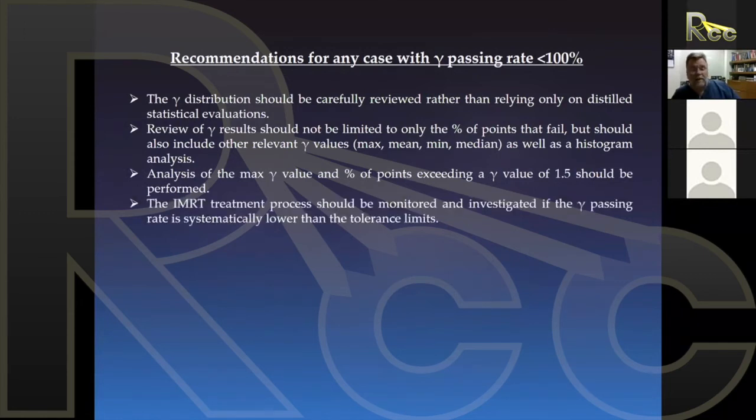And the IMRT treatment process should be monitored and investigated if the gamma passing rate is systematically lower than tolerance limits. So once again, as you move forward with different complexities with respect to treatment sites and delivery methods, you should be evaluating this gamma passing rate. And even if they are passing, do we have a trend? But if they're lower than the tolerance limits, that means that, hey, we've exceeded what we've commissioned. So we need to make an adjustment.